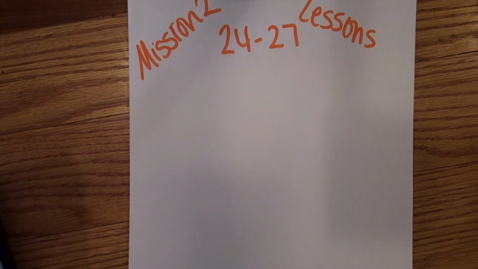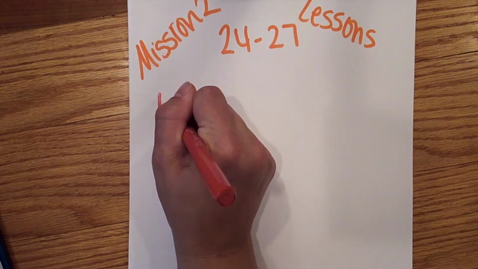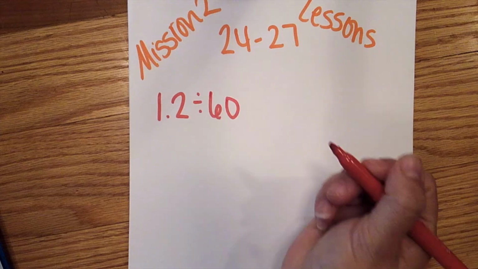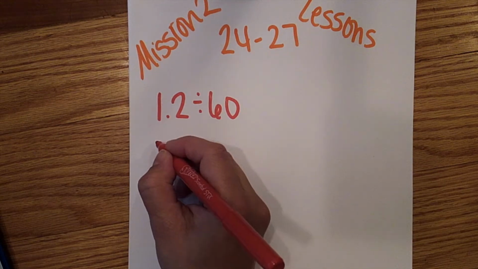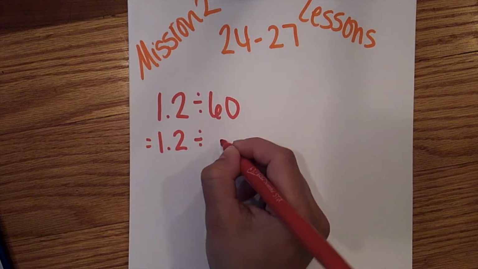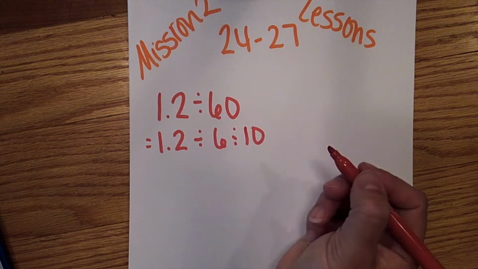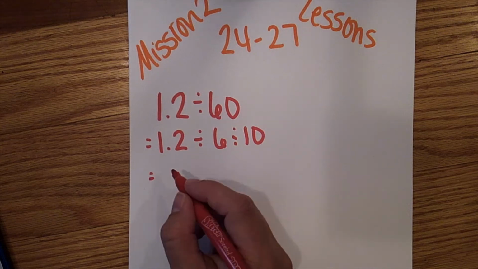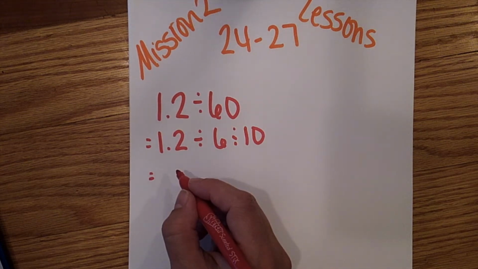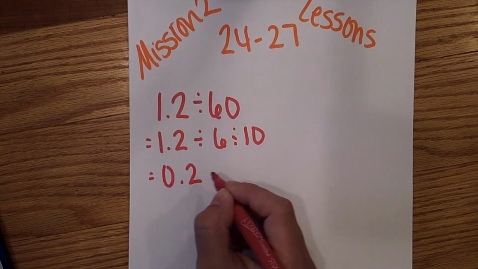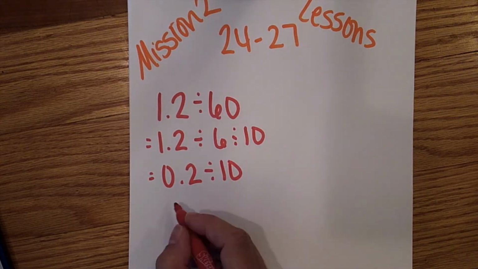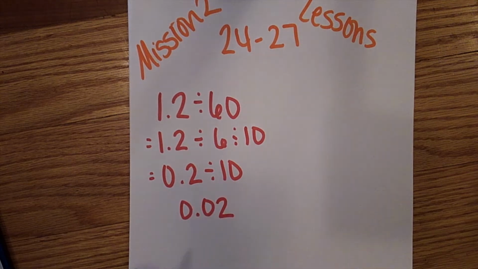But in these lessons, you are going to learn to divide decimals by 1, 2, and 3-digit whole numbers. Some of the things you should expect to see are rewriting division problems into easier problems. You may be asked to take something like 1 2/10 divided by 60 and turn that into easier problems like 1 2/10 divided by 6 divided by 10, which then can become 2/10 divided by 10, which is 2/100.